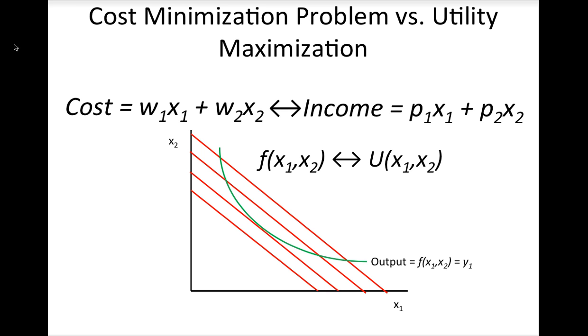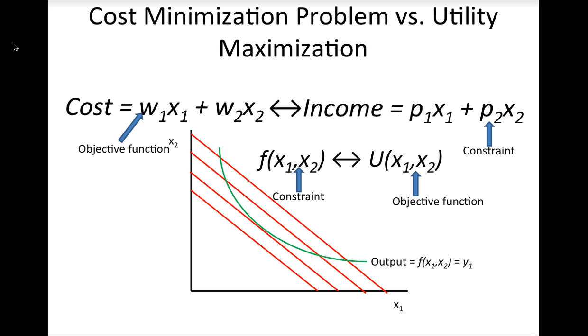The difference is that in a utility maximization problem, the utility function is the objective function and the budget line is the constraint. In the firm's cost minimization problem, the roles of the two equations are reversed. The cost equation is the objective function and the production function is the constraint.